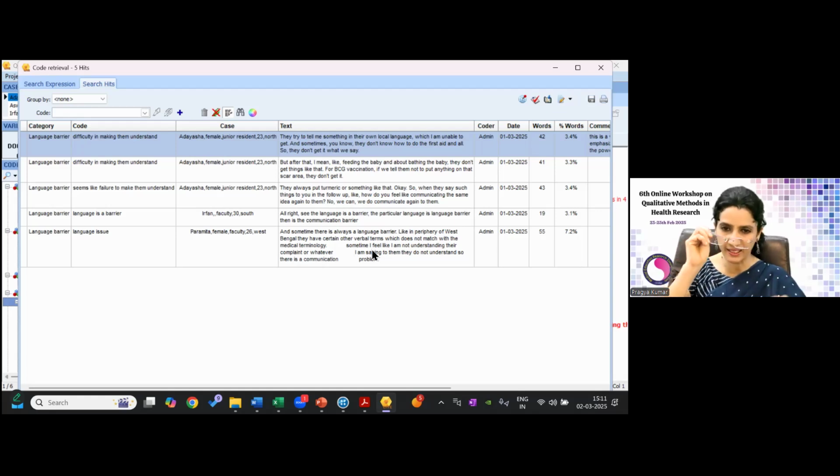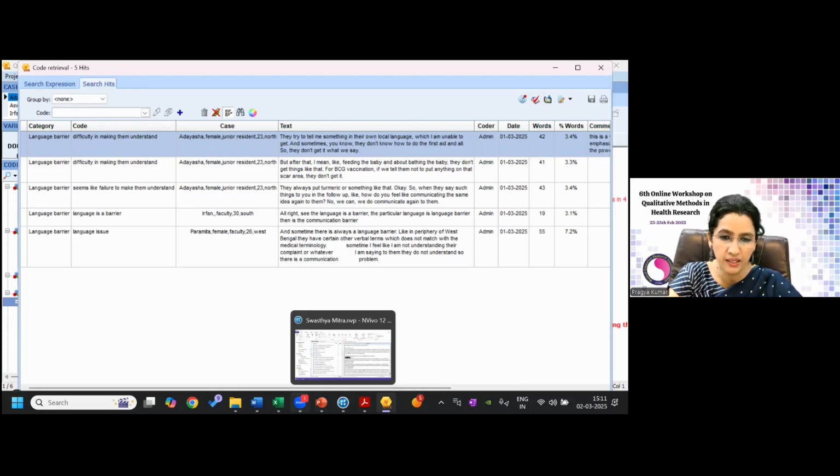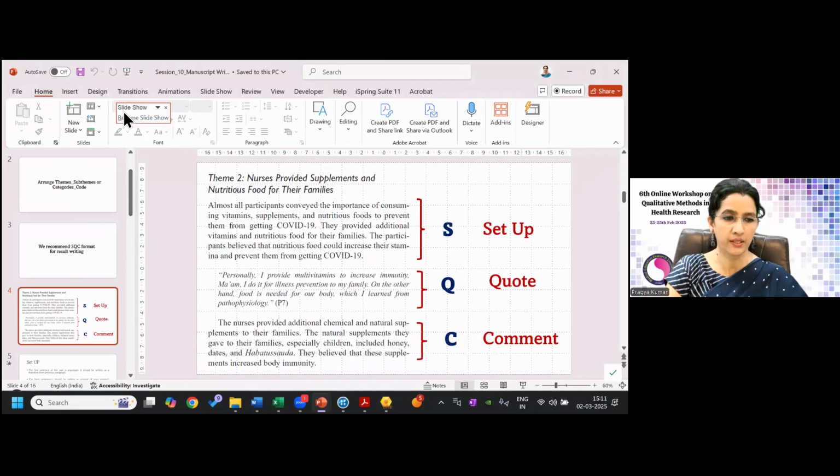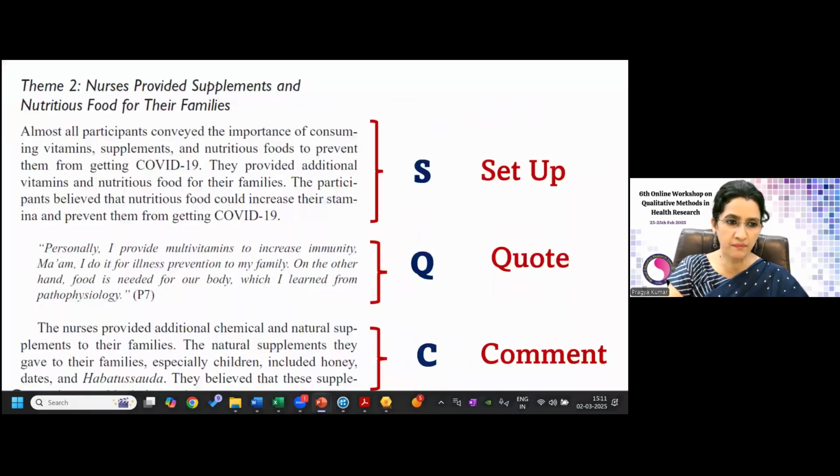Then after selecting that, you can copy paste that, and you can copy this as a bracket also, like female junior resident who said this. You can paste that in the Microsoft Word, and then you can start writing the setup and then the comment. So suppose this is one example. So yes, can someone read this?